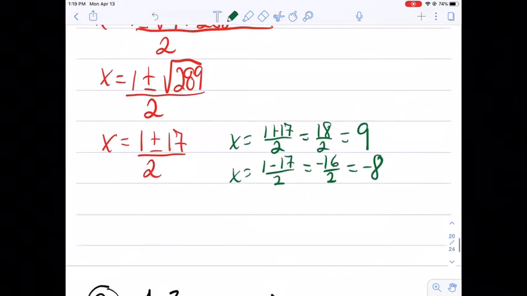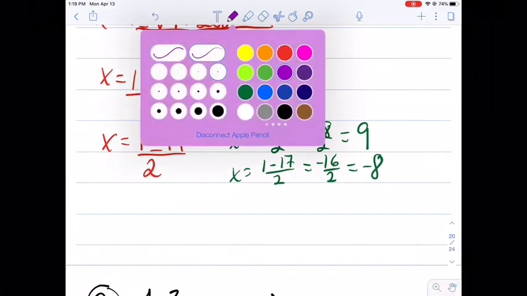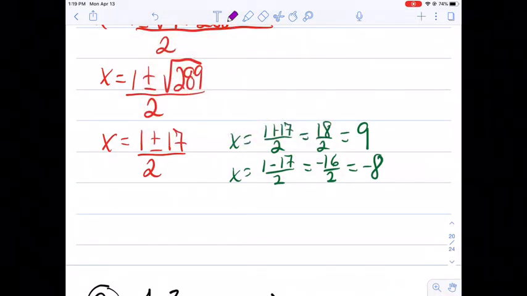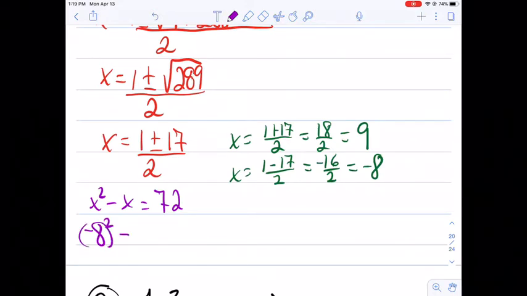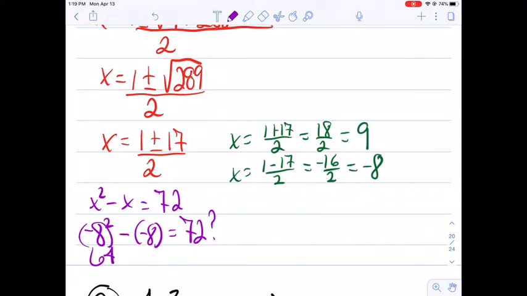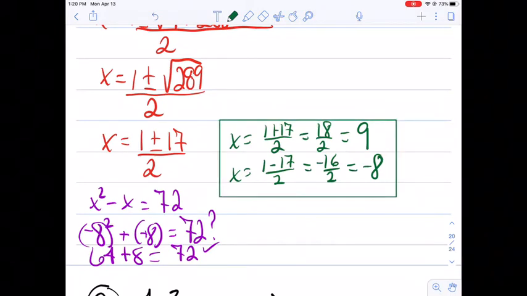We have a little room down here. We'll do a quick check on one of these. Let's check negative 8. Remember the original equation is x squared minus x equals 72. So we're going to check and see: is negative 8 squared minus negative 8 equal to 72? Well, negative 8 squared is 64. Double negative becomes a positive, so 64 plus 8 does equal 72, so it checks. So these are the final answers right here.